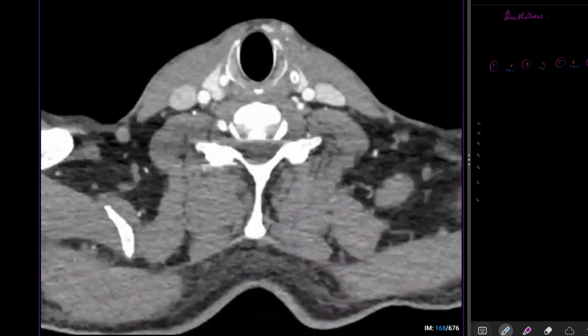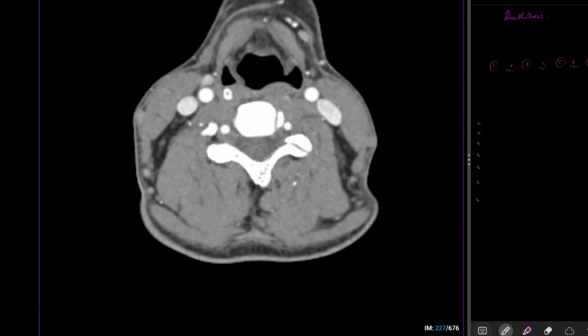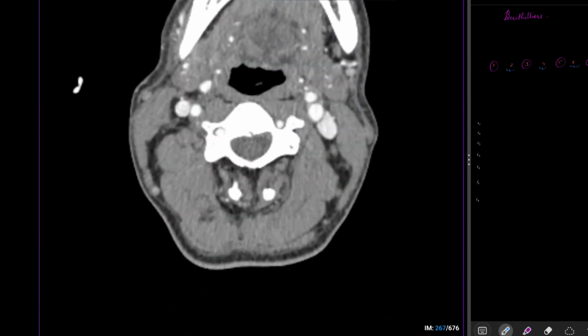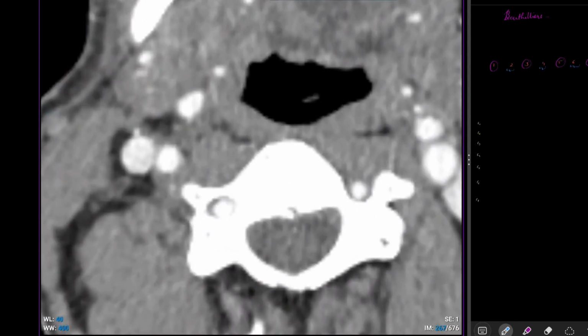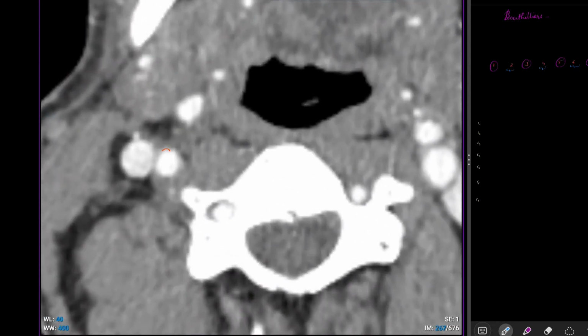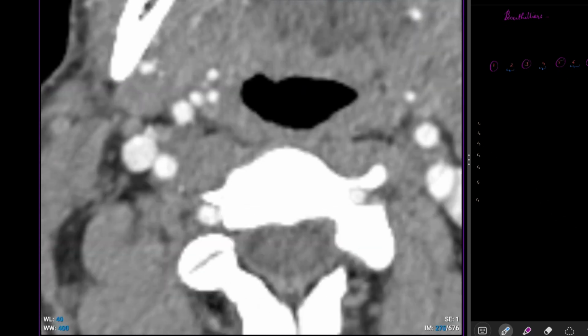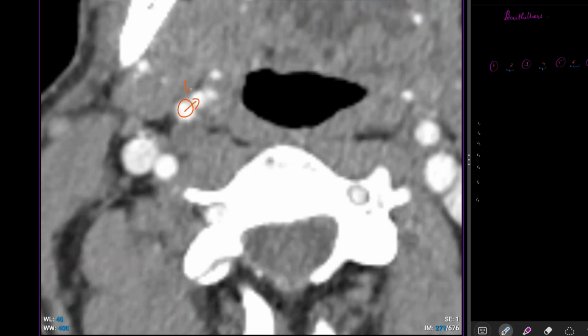And if we go more cranially, we know that common carotid artery divides into internal carotid artery and external carotid artery. Here we can see two arteries. One artery is present posterolaterally, another one is present anteromedially. If we scroll more cranially, we can see that the anteromedial artery is giving branches. So essentially, the anteromedial one is the external carotid artery, and the internal carotid artery is the posterolateral one, which is present just medial to the internal jugular vein.